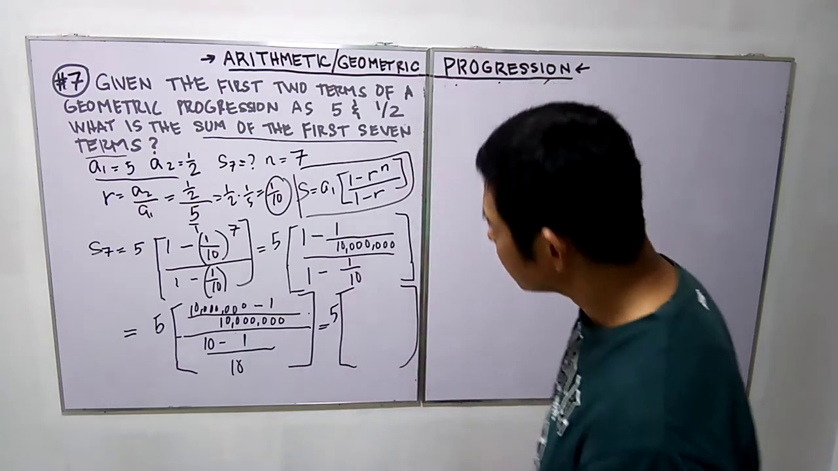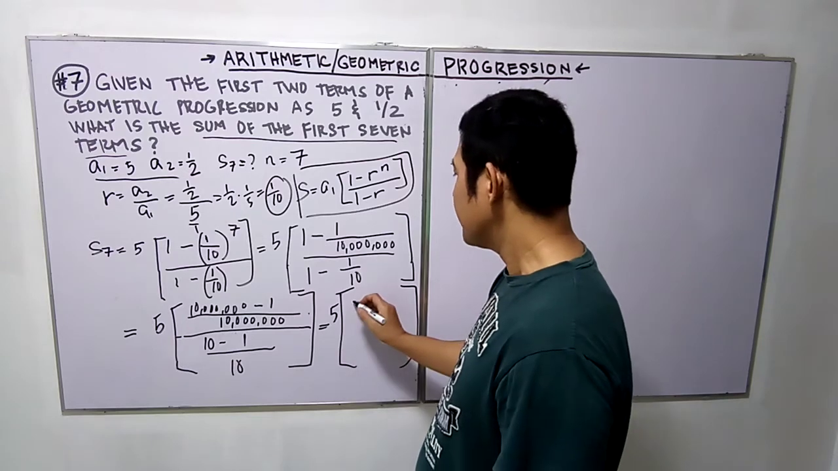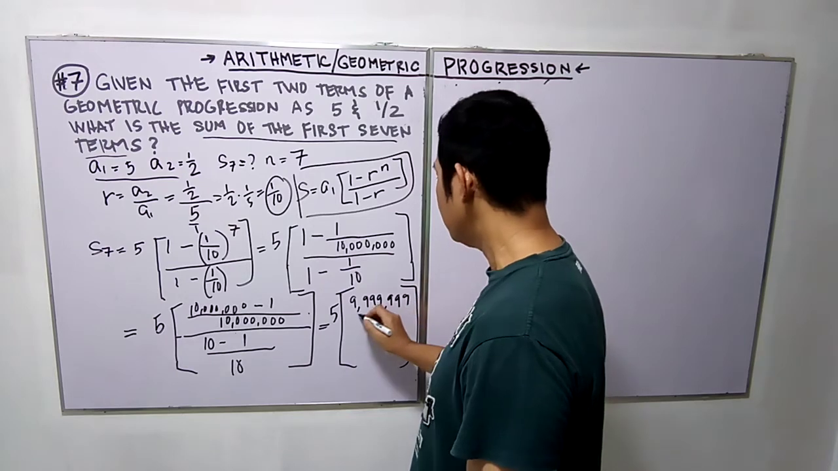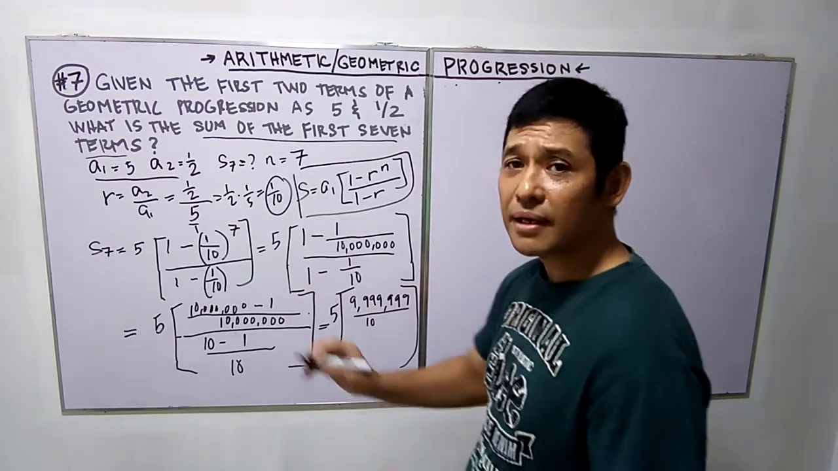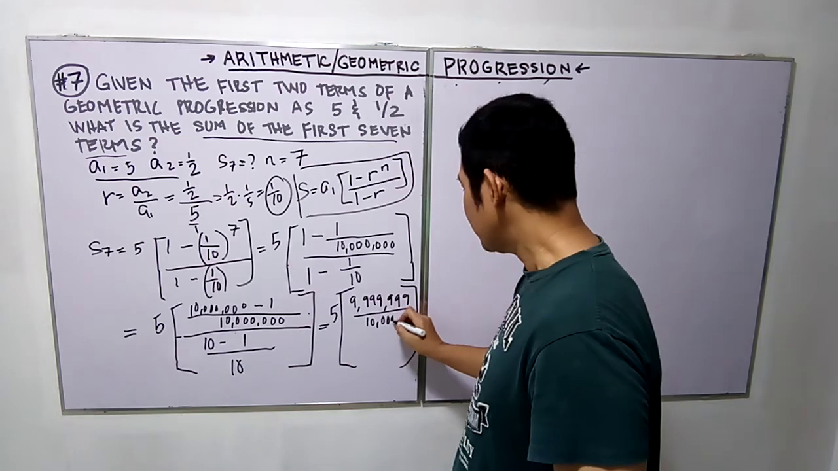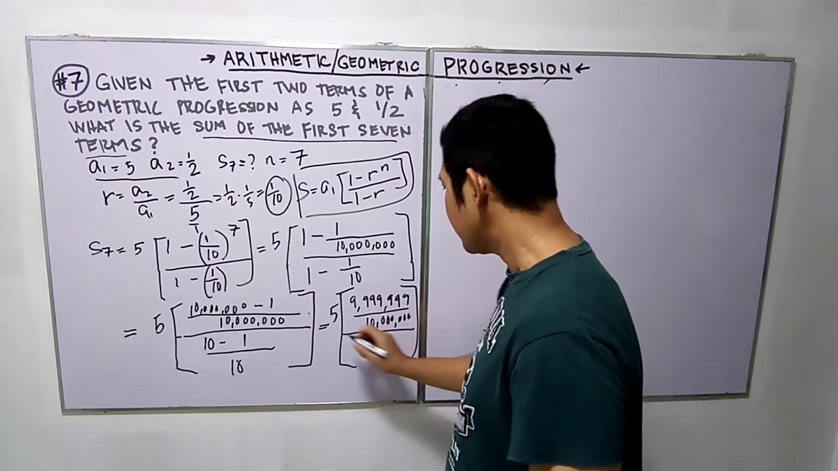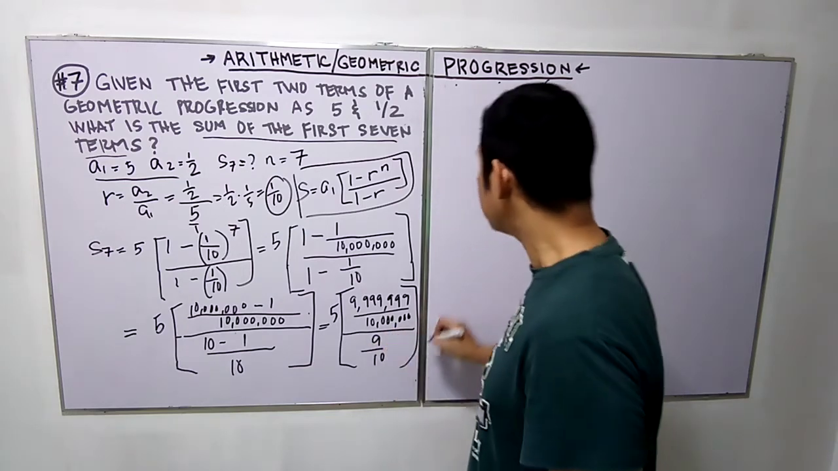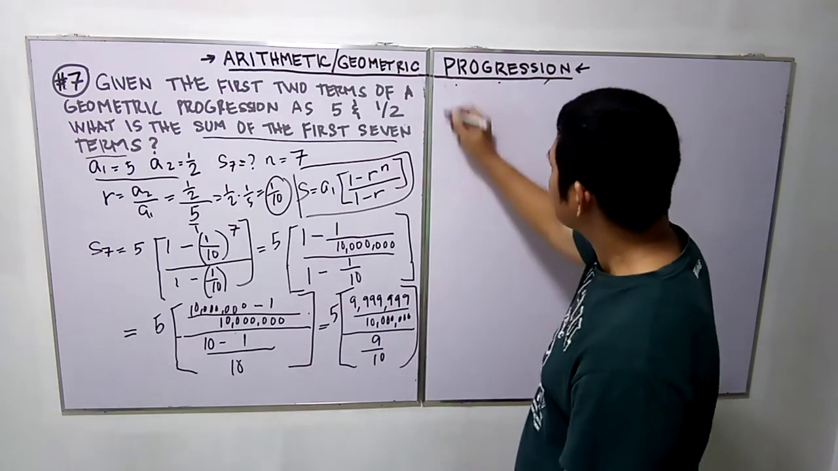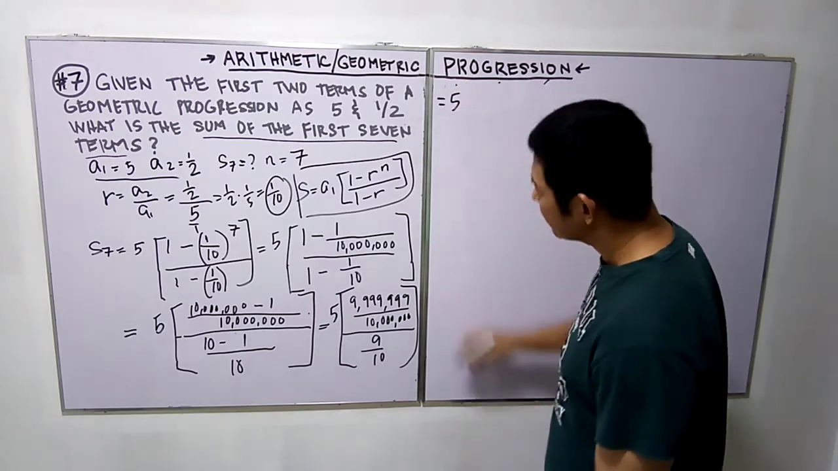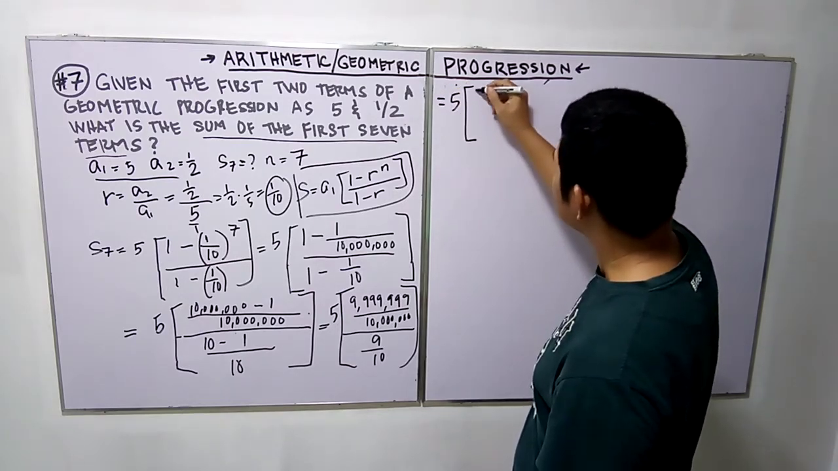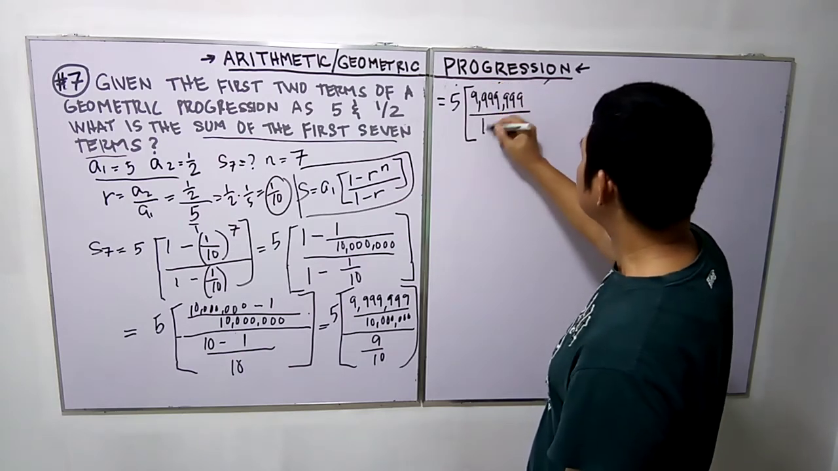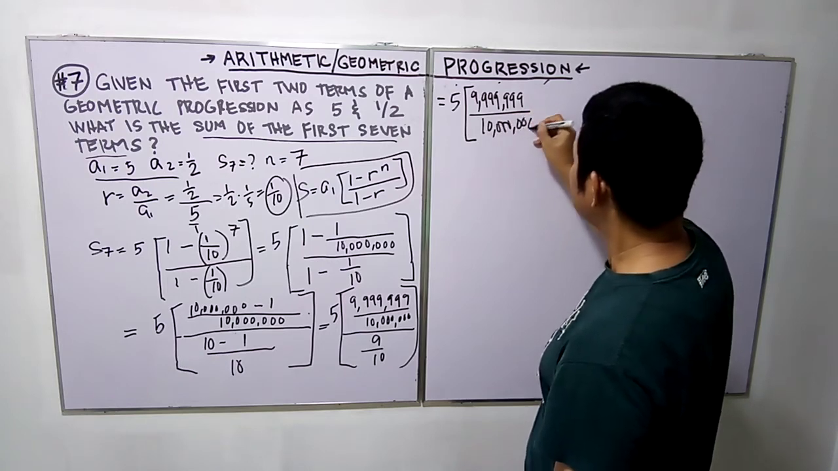Mangyari rito ay, therefore, magiging 9,999,999 over 10 million. Medyo malalaki. Over pinakagitna niya, 10 minus 1 is 9 over 10. Ito po tayo rito. Nangyari po yan ay 5 times 9,999,999 over 10 million times.